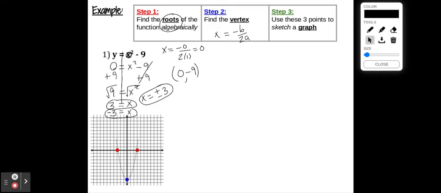So that's just a quick sketch. And you see with those 3 points, I was able to get the shape of the parabola. I just needed the two intercepts, the two solutions, and then the vertex. Okay, let's go ahead and try another one.